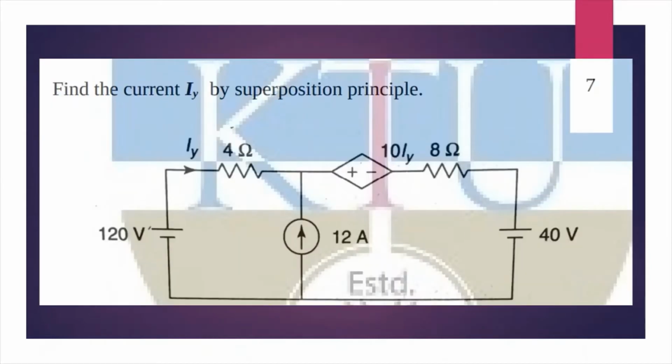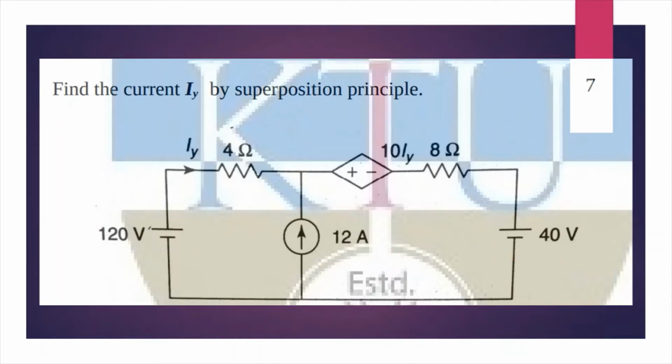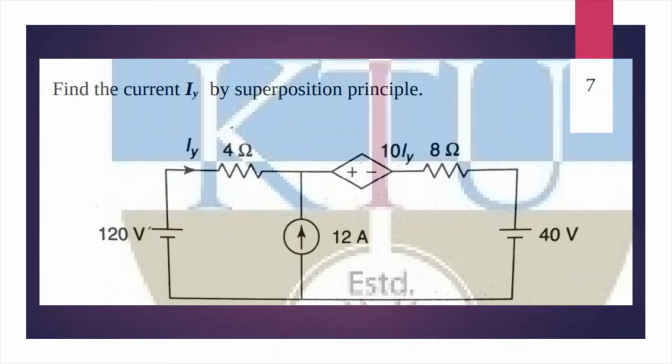Next is part B. We have a question for 7 marks: find the current IY by superposition theorem. Here we have 3 sources: 2 voltage sources, 120 volt and 40 volt, and a current source of 12 ampere, and we have been asked to find the current IY. 10 IY is a dependent source, but we need not consider that separately. We have to consider the 3 sources, 120 volt, 12 ampere and 40 volt, separately, find IY in each of the cases and finally add them. So that is superposition theorem.